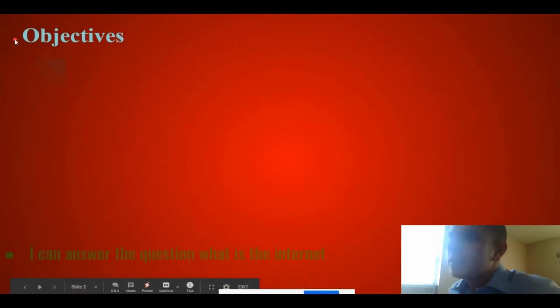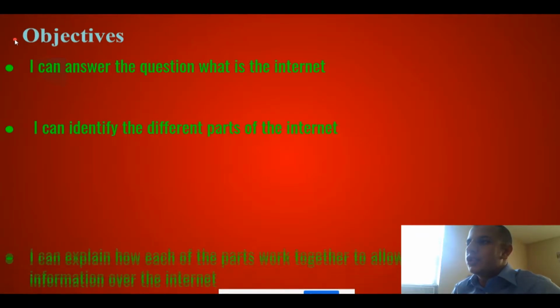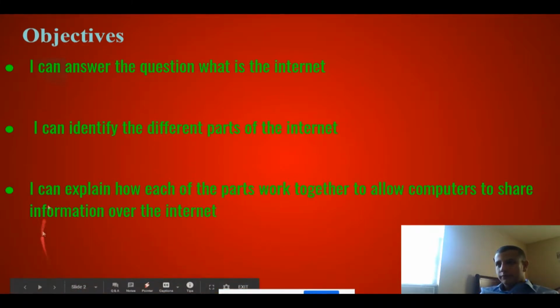So the objectives of this unit are: I can answer the question, what is the internet? I can identify the different parts of the internet. I can explain how the parts work together to allow computers to share information over the internet.